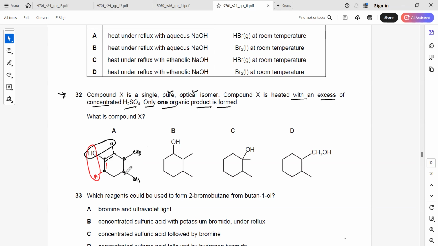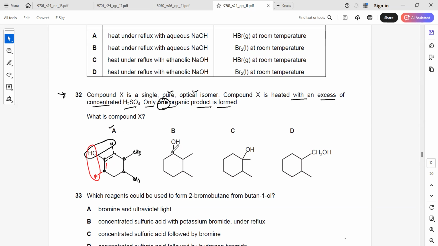So they will give us different positions. So two different compounds are possible. One with the double bond at this position, and another one having a double bond at the adjacent position. So two different compounds are possible in A. They are saying only one organic product.